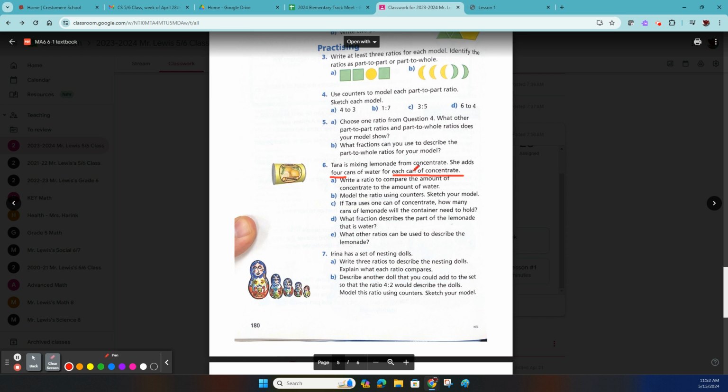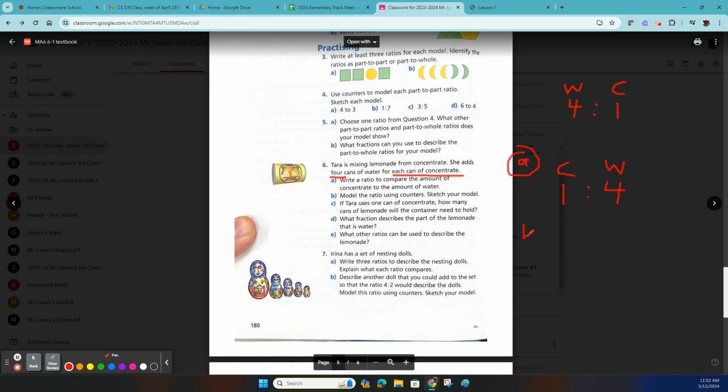So each can of concentrate, how many is that? That's just 1. So let's make a ratio right now. Let's go W for water and C for concentrate. We said that there's 4 cans of water for each can of concentrate. So that's 4 to 1. So for every 1 concentrate, we're putting in 4 water. So A, write a ratio to compare the amount of concentrate to the amount of water. Well, I did that backwards, so I'll do it properly. It's going to be 1 to 4. There we go. That's A. Question A, 1 to 4.